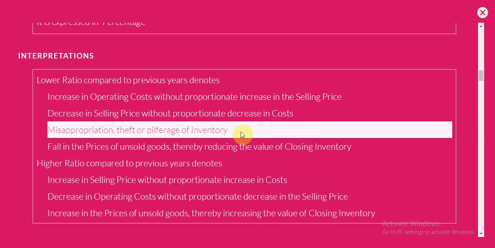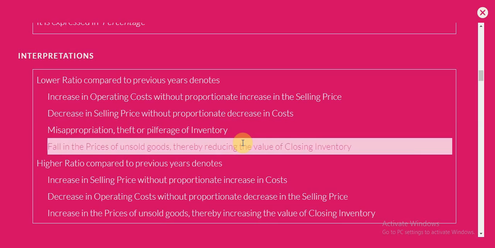What if in the business, when you calculate, there is a sudden drop in GP ratio? The possible reasons could be this also, because when inventory gets misappropriated or there is a theft in inventory, what happens? The closing inventory gets reduced, thereby decreasing the GP. So GP ratio also comes down.